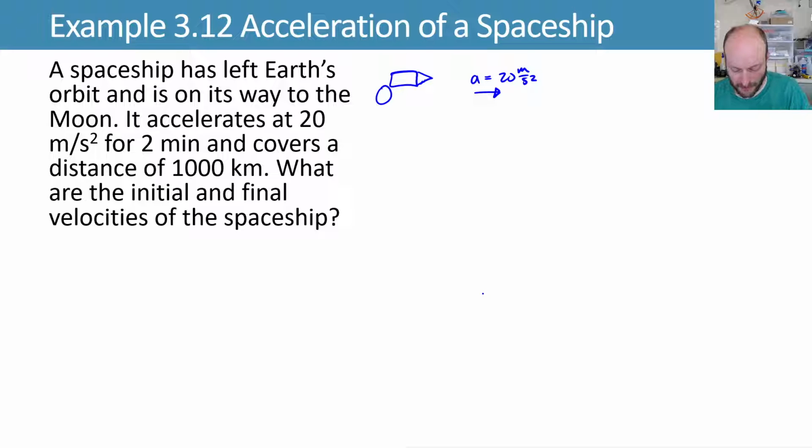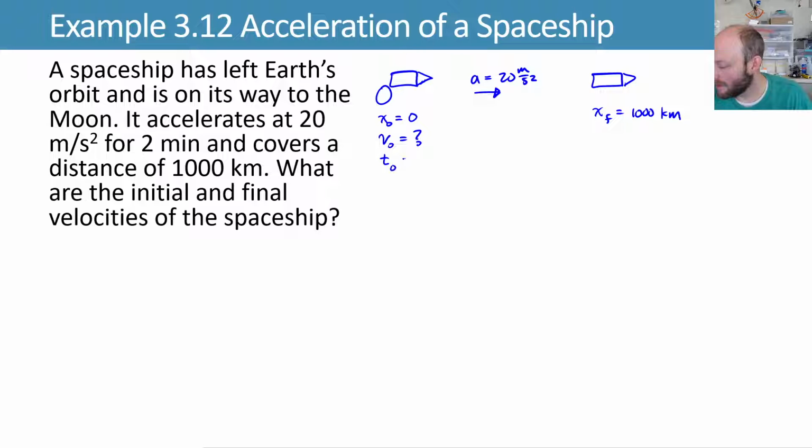And it covers a distance of 1,000 kilometers. So eventually it ends up over here. And over here, we know that my final position is 1,000 kilometers. And I can say then my initial position was 0. What are the initial and final velocities of the spaceship? All right, so I'm trying to find V naught.